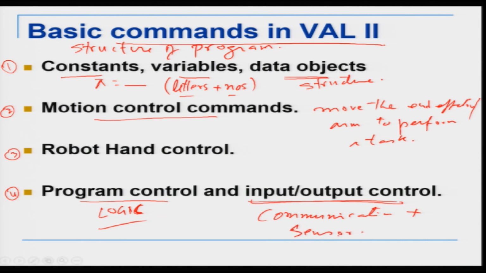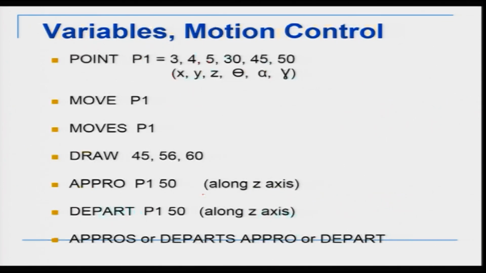Okay. So, the fourth part of the program consists of the program control, which is the logic the program is following, and then some input output statements which are used for communication with other machines or with sensor input output. So, when we write a program, we should ensure that we are writing it in this sequence. First are constants, variables, second is motion control commands, third is robot hand control, and fourth is program control and input output control. So, first let us start off with the first part, which is constants, variables.